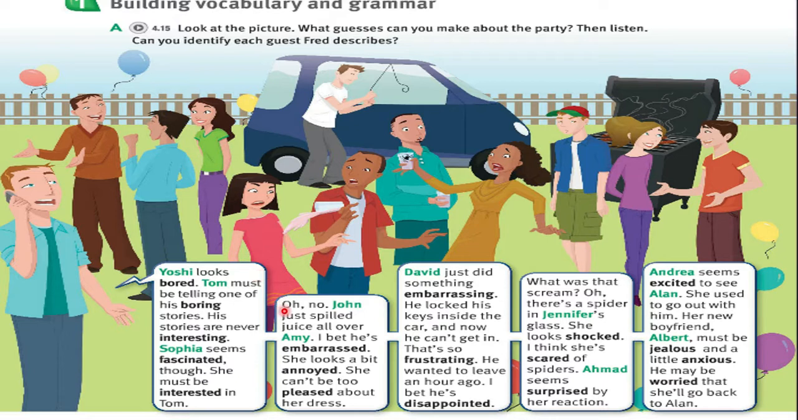Okay? John just spilled juice all over Amy. So this is John and this is Amy. I bet he's embarrassed. Apuesto a que se siente avergonzado. She looks a bit annoyed. Ella se ve molesta. She can't be too pleased about her dress. O sea, no sé, ella no está contenta con su vestido manchado.